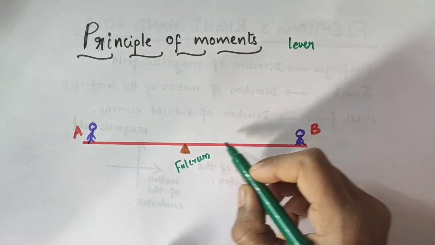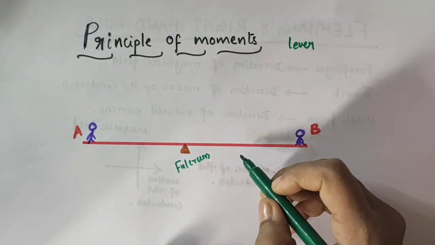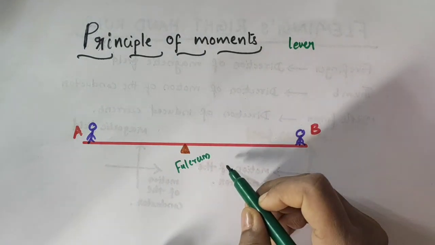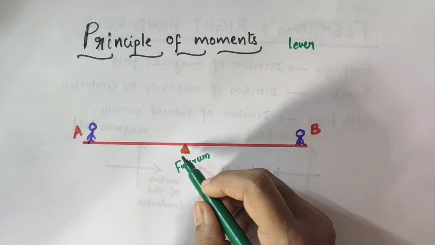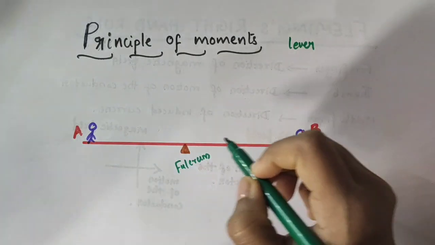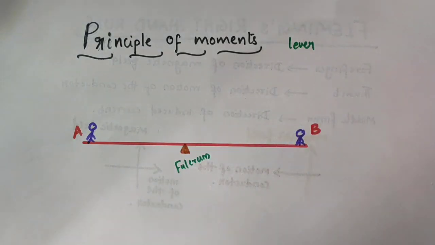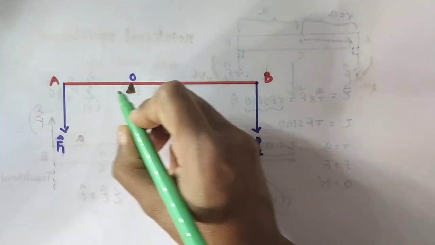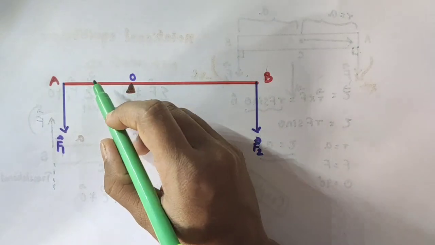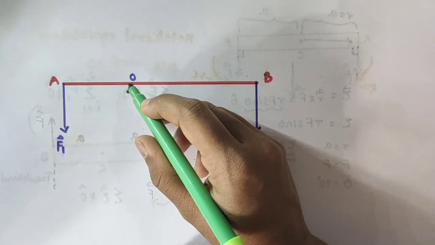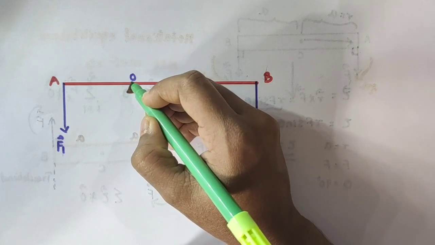A lever is a simple machine consisting of a beam or rigid rod pivoted at a fixed hinge or fulcrum. A seesaw is an example of a lever. So, consider a lever here. It is the rod AB pivoted at this point O. So, this is the fulcrum.